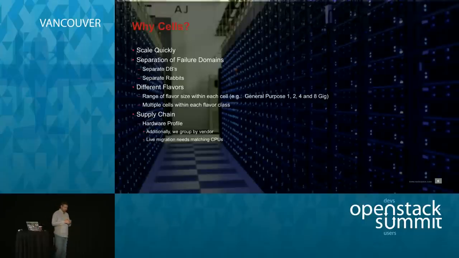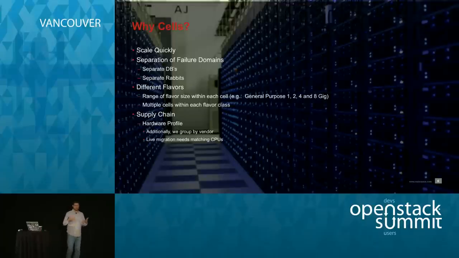So why do we use cells? There's a couple main reasons. One is it allows us to scale quickly. We can grow these regions very large at a constant, rapid pace. It does give us some separation of failure domains. For every cell, there is its own DB cluster. There's its own rabbit server. So ideally, a failure of one of those things may cause problems in that subset of the fleet, but doesn't necessarily bring down an entire region or cause you problems all over the place.